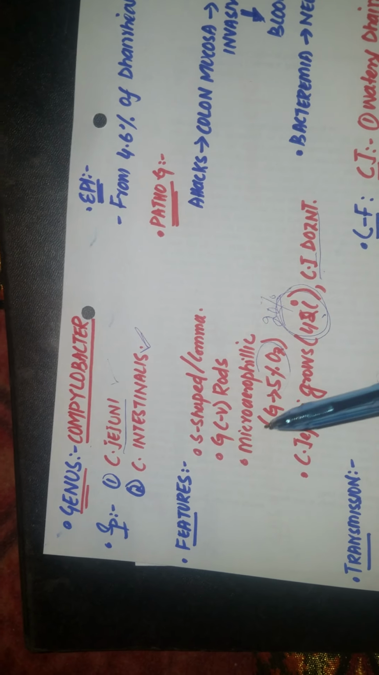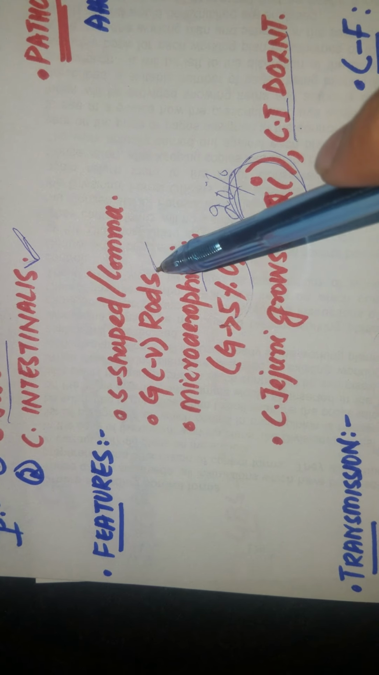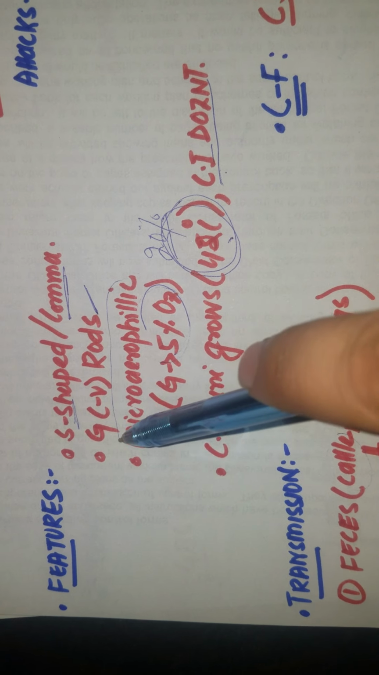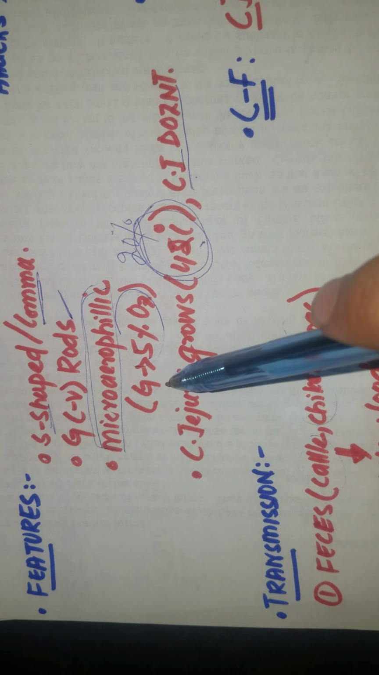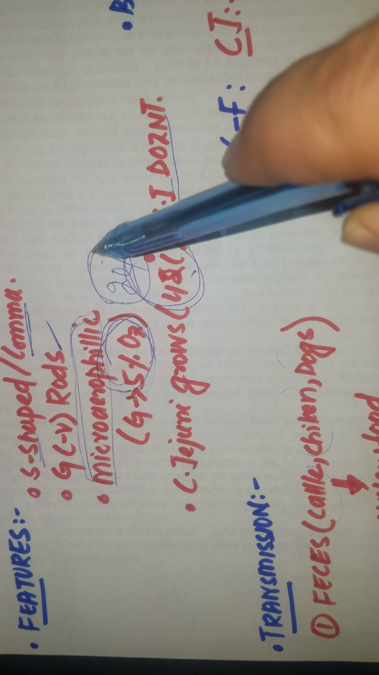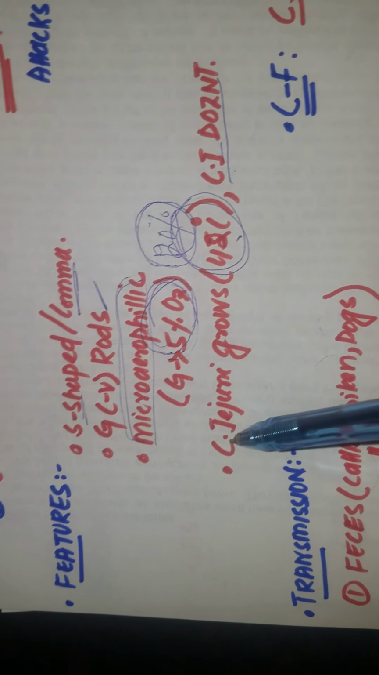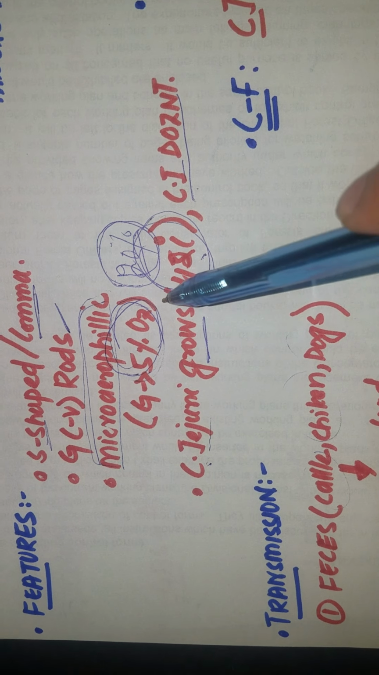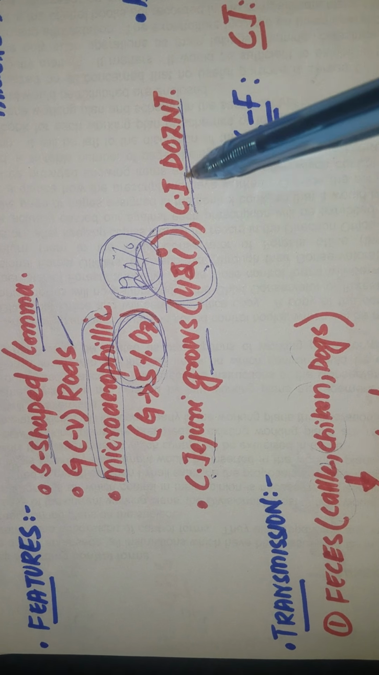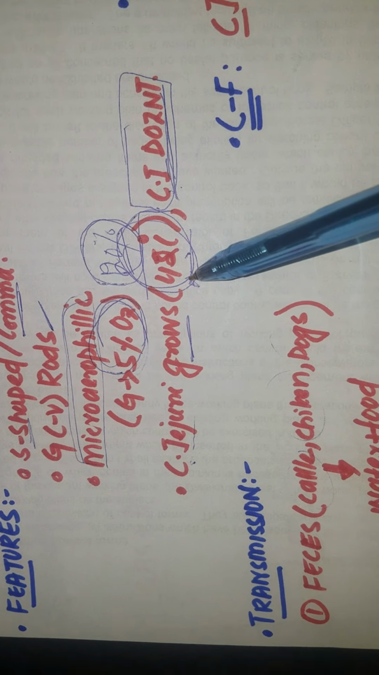is very important. The common features of this genus are that they are gram-negative rods with S shape or comma shape. They are microaerophilic, which means they can grow in 5% oxygen rather than 20% oxygen, which is the atmospheric percentage. Campylobacter jejuni grows at 42 degrees centigrade, while C. intestinalis doesn't grow, and this is one of the differentiating points between the two.